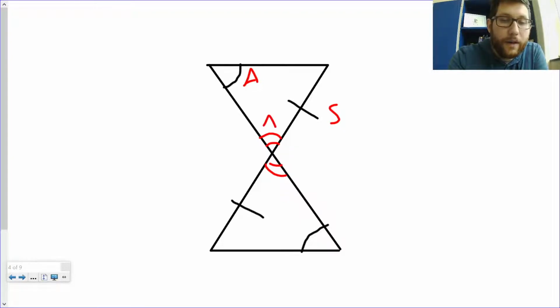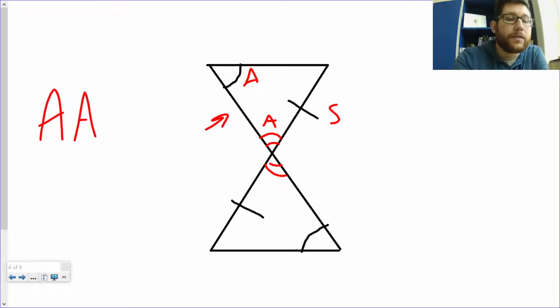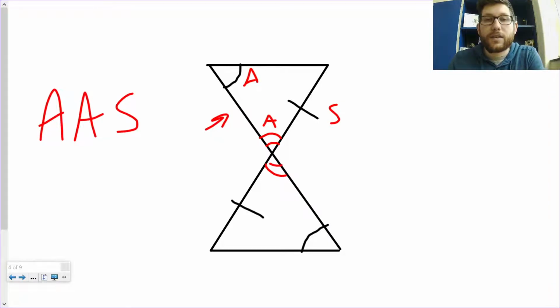And sure enough, I've got an angle, and a side. Now is this angle, angle, side, or is it angle, side, angle? Well, it's angle, angle, side because see how this side is not trapped between my 2 angles. If it was over here, then it would be angle, side, angle. But because it's not, this is angle, angle, side. So these would be congruent.